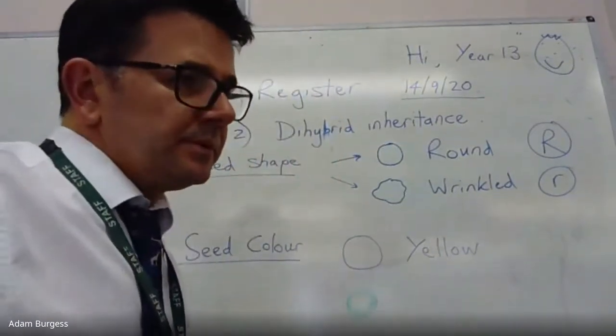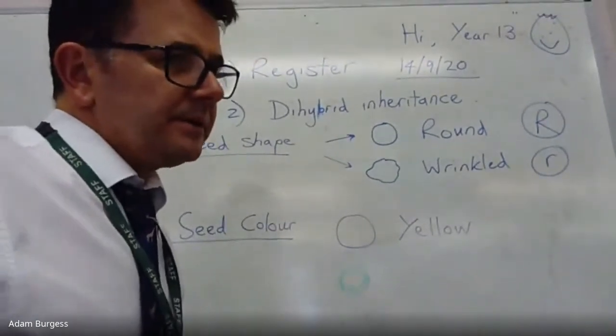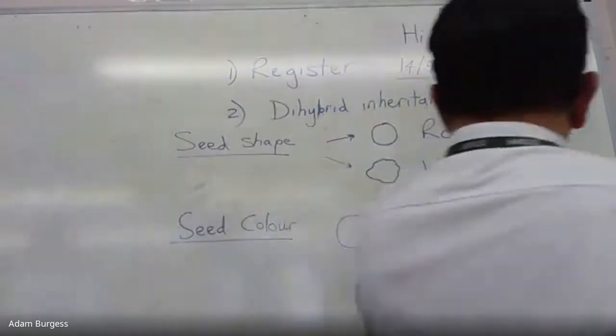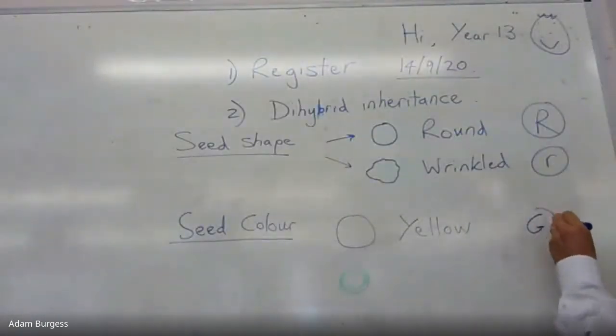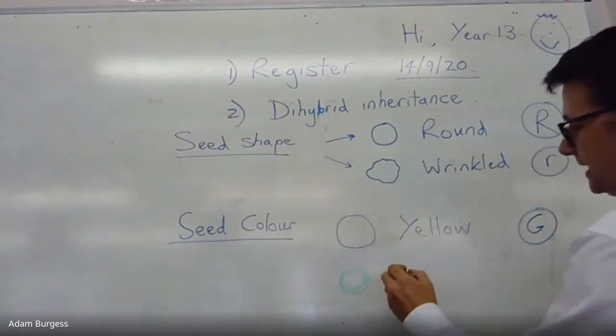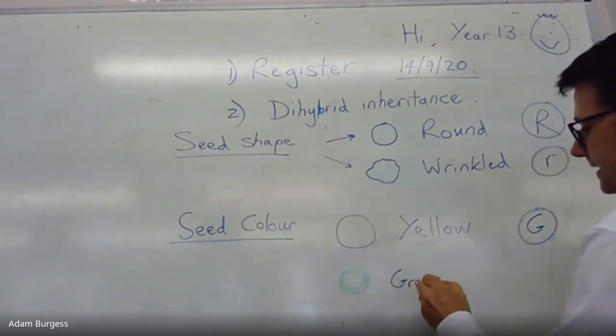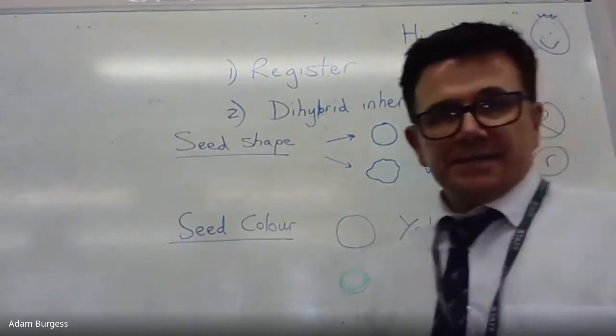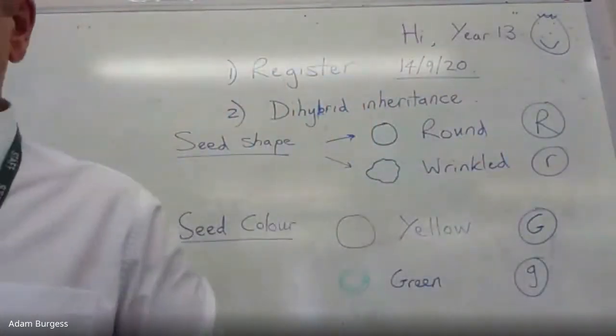Here you go. Right. Okay, so there we go. So seed color, yellow colored seeds are dominant. So we're going to go for big G. I'm going to go for a dominant G, and green are recessive. All right, so that's seed shape and seed color.